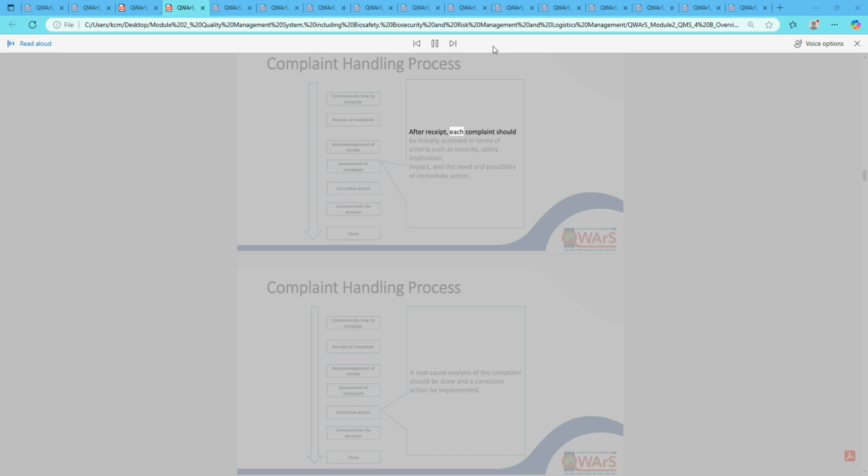After receipt, each complaint should be initially assessed in terms of criteria such as severity, safety implication, impact, and the need and possibility of immediate action.